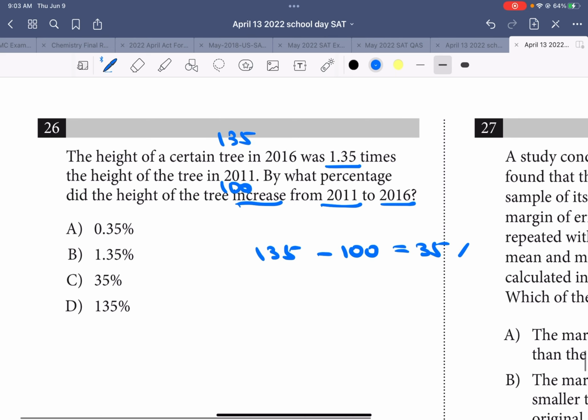So it shows 35% increased. Okay, so make it 104%, that'll be easier.